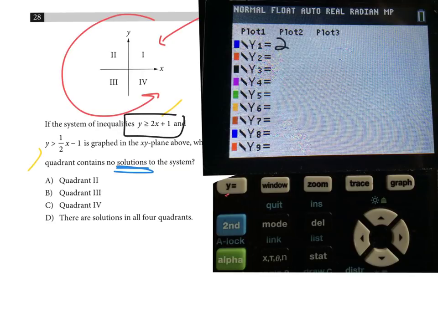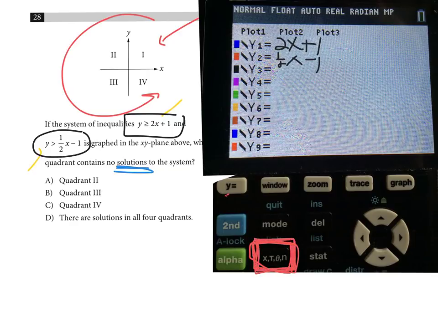Type in y1 as 2x plus 1, y2 as 1/2 x minus 1. The x button is this x, t, theta, n button that's located to the right of the alpha button. So each time you need x, you'll simply press that button. So you'll press the regular button 2, then x, then your plus button, and then 1, and then same difference for the second inequality, 1/2 x minus 1. I'll show you how you get your inequality signs in a minute.